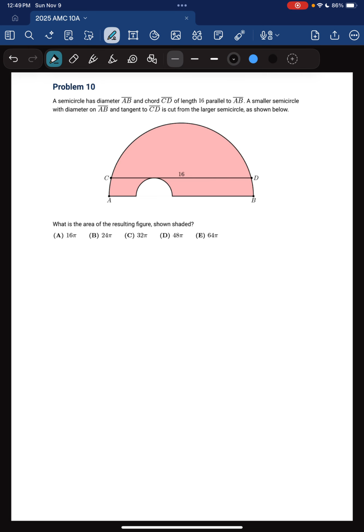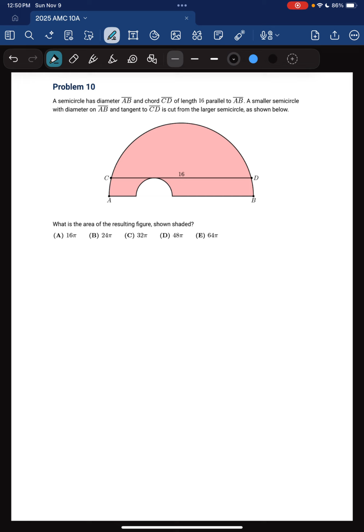Our final problem in this video, problem 10. A semicircle has diameter AB and chord CD of length 16 parallel to AB. A smaller semicircle with diameter on AB and tangent to CD is cut from the larger semicircle shown below. What is the area of the resulting figure shown shaded?